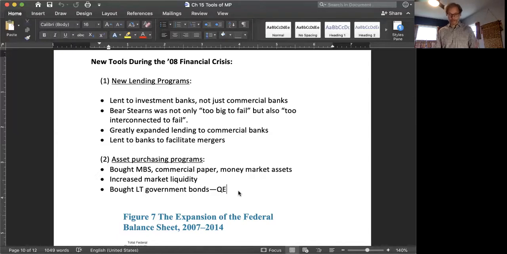This has been very successful, and the Fed has continued this. During the pandemic, the Fed has been very aggressive in buying up a lot of money market assets and T-bills in an effort to stabilize markets and make sure that there aren't any big panics, right? Make sure there's enough liquidity.